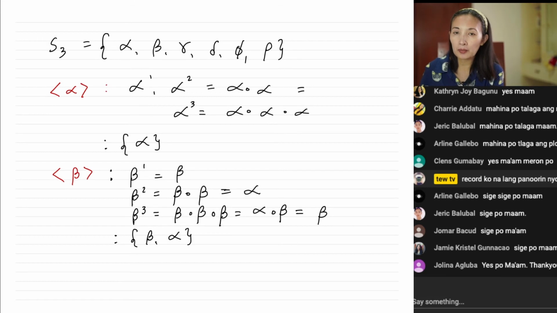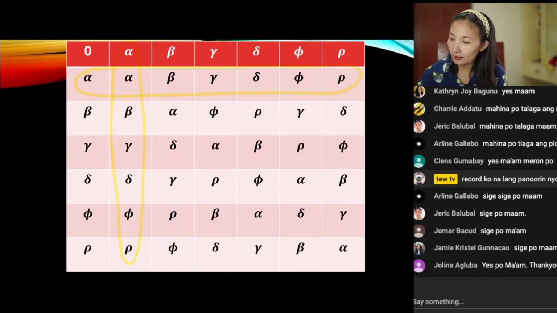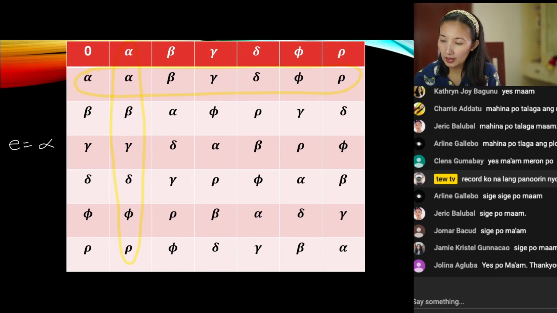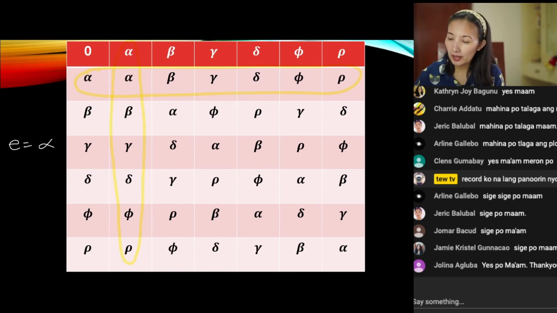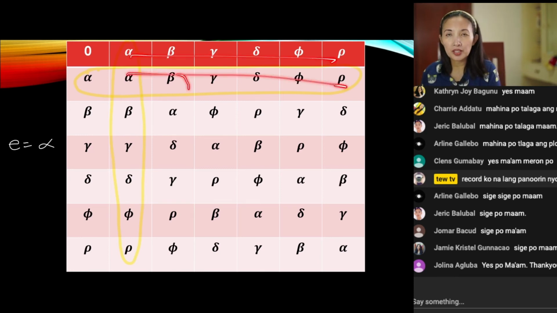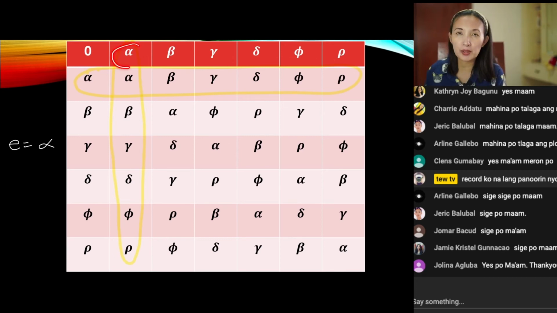Remember what I said a while ago: the moment you obtain the identity element, you stop multiplying that element to itself. We know for a fact that for your S sub 3, the identity element is alpha. Look at the second column and the second row: these entries are identical to the first column and the first row, which means the identity element must be alpha.